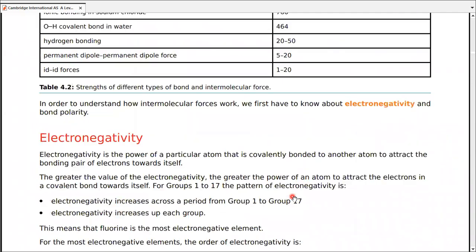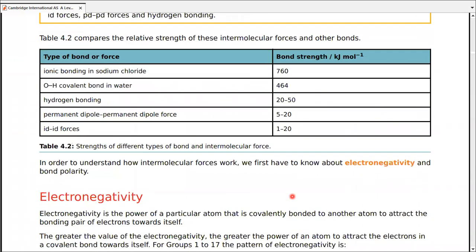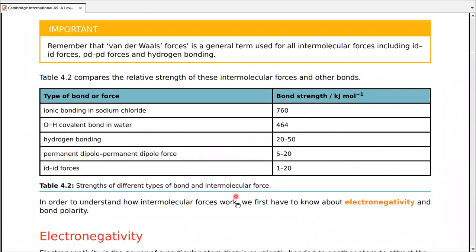Afterwards, we can talk about different forces. As you can see from the bond strengths over here, you would notice that ionic bonding is the strongest kind of bond. Then comes the covalent bond. Then among the intermolecular forces, we rate hydrogen bonding, which we still need to study, by the way, which is actually a boundary line case between covalent bonds and PD-PD forces, since the forces lie between both. Then we have PD-PD forces, and ID-ID forces are the weakest ones.